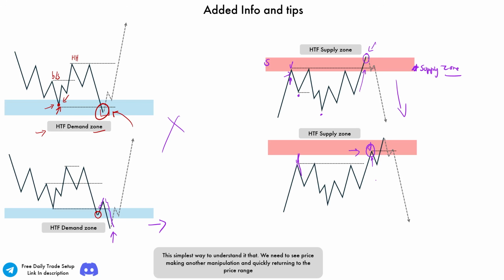Even price action will tell you that I'm ready to go low. But sadly, price shoots to the downside and aggressively moves to the upside once more to make this price action here and then moves to the downside. So the simplest way to understand, guys, is that we need to see price making another manipulation and quickly returning to the price range. That's how you should at least try to understand it. It will be much easier to understand it that way.